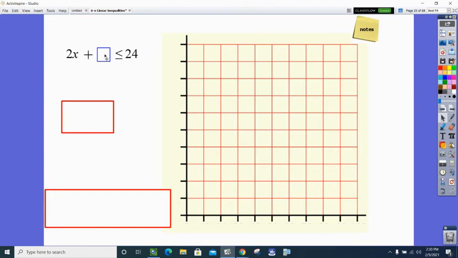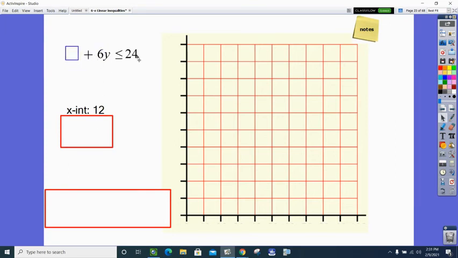If I cover over my y and take 24 divided by 2, my x-intercept would be 12. If I cover over the x, make x equal to 0, my y-intercept would be 4. So now what I need to do is come over here and make sure that my x gets up to at least 12 and my y gets up to at least 4.